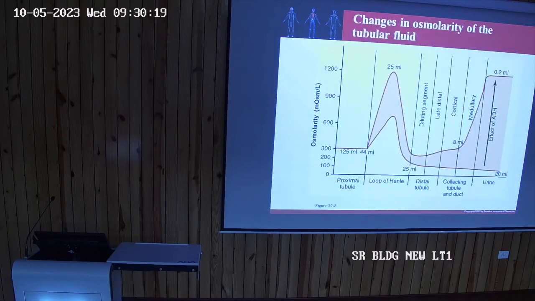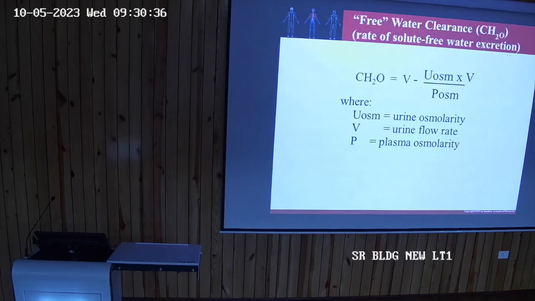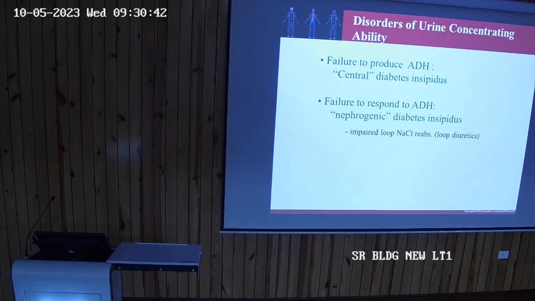Changes in the osmolarity of the tubular fluid in different segments. What is the osmolarity of the fluid? Summary of water reabsorption and osmolarity in different parts. This much I think you might be clear till now. Free water clearance. Disorders of urine concentrating ability.